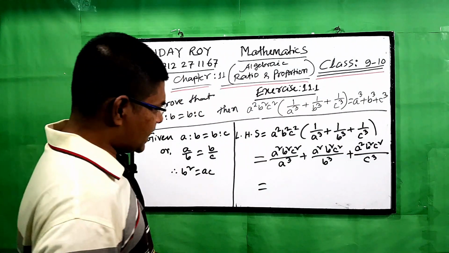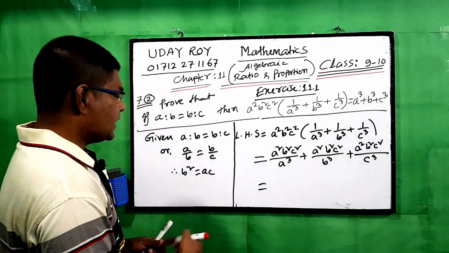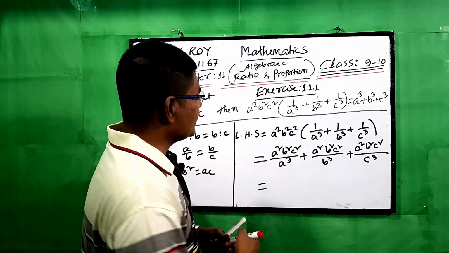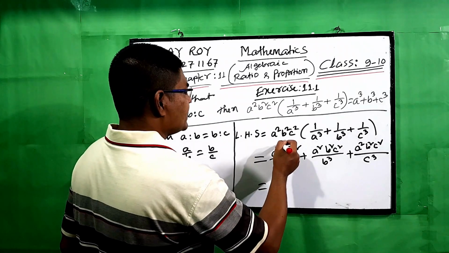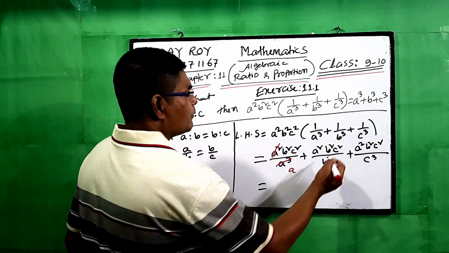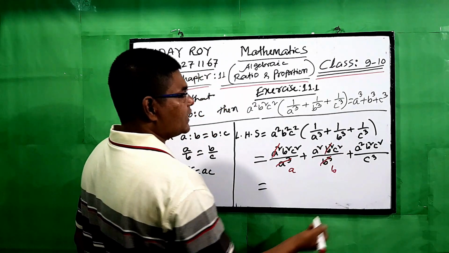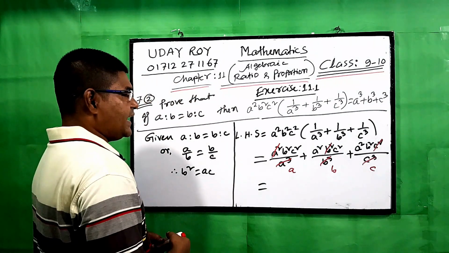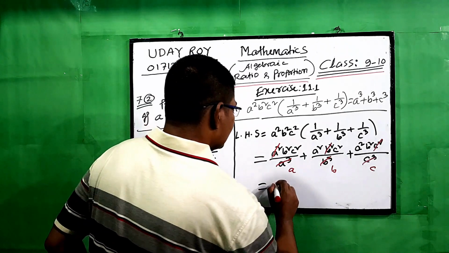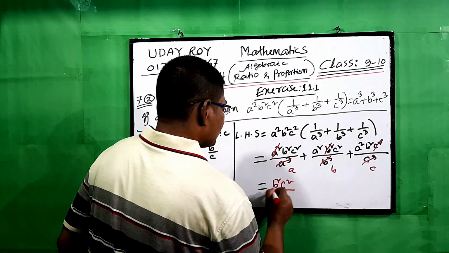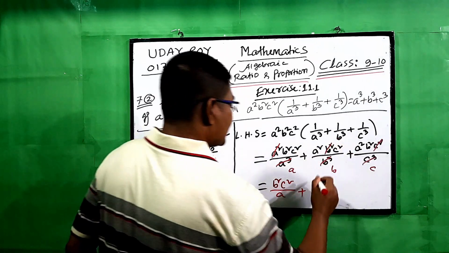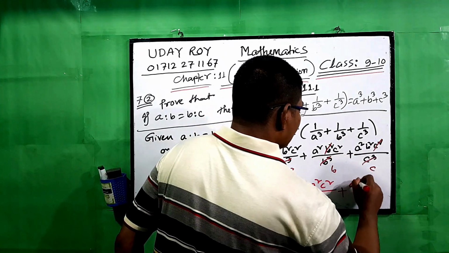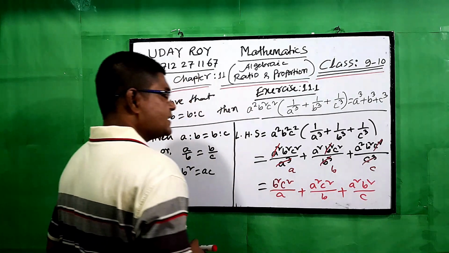Now you can say here is a square and here is b square. Here b square equal to ac. But here is a square, here is a cube. You can cut a square, so we get a. Here is b square, we can write b. Here is c square, we can write c. So write again b square c square by a plus a square c square by b plus a square b square by c.